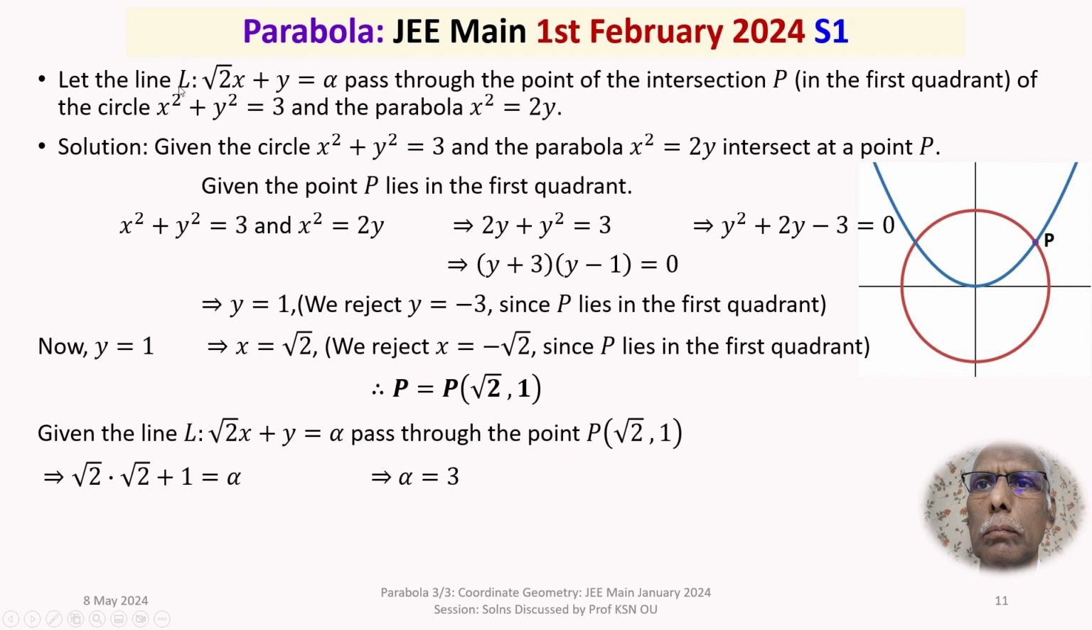So the equation of the line L is root 2 x plus y minus alpha equals 0, that is, root 2 x plus y minus 3 equals 0. Thus we got the point P and the line L. That is our first part. With this, let's move to the second part.